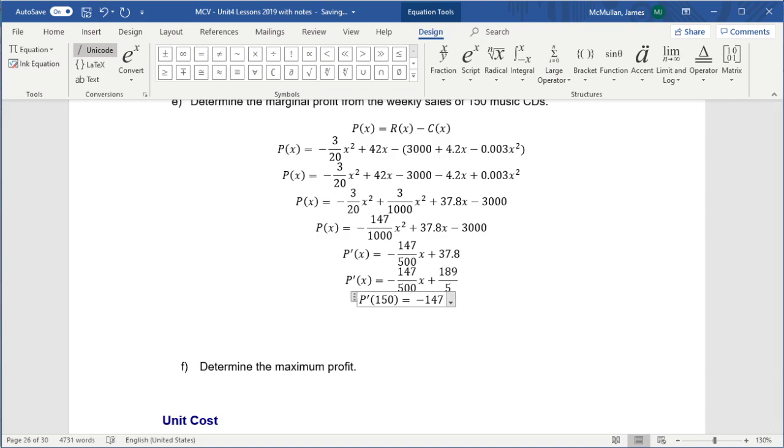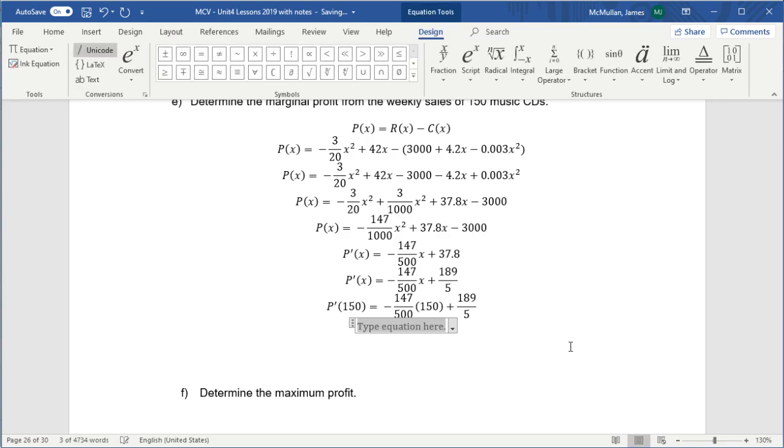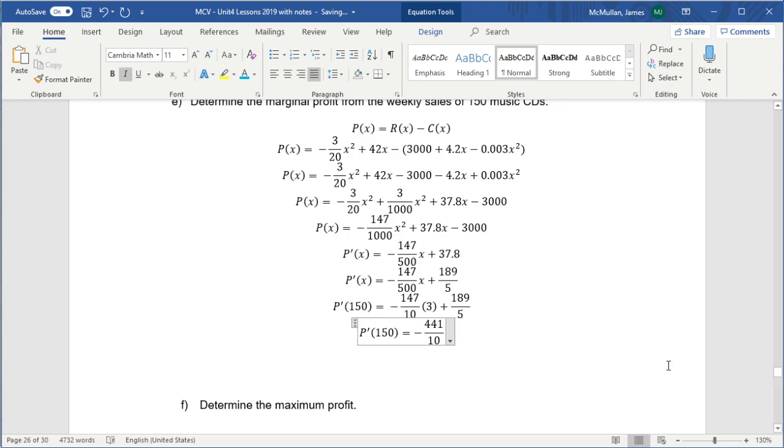We get negative 147 over 500 times 150 plus 189 over 5. So if we can reduce the 150, we divide it by 50, we get 3. If we divide this by 50, we get 10. So we're going to get here P prime of 150 is equal to, let's see, 441 over 10 plus now 189 times 2 would be 378 over 10.